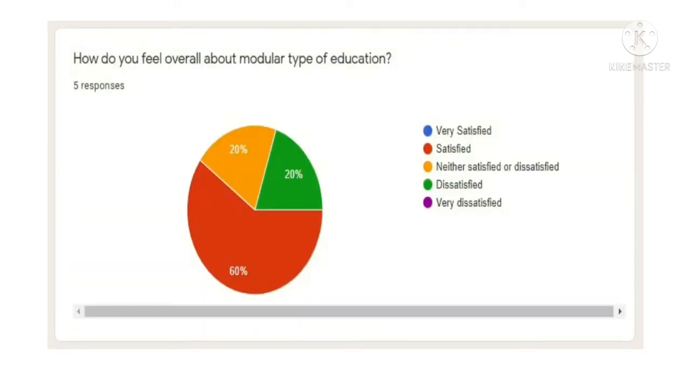The next question is what they feel about this modular type of education. The indicators are very satisfied, neither satisfied nor dissatisfied, dissatisfied and very dissatisfied. And it was indicated with different colors. As what we can see in the graph, there are only three colors that we see, which is the orange one, neither satisfied nor dissatisfied, and then the red one, dissatisfied, and the green one, satisfied. So 20% for both neither satisfied nor dissatisfied and dissatisfied. So the majority of the parents, although not all of them, are satisfied with the modular type of education.